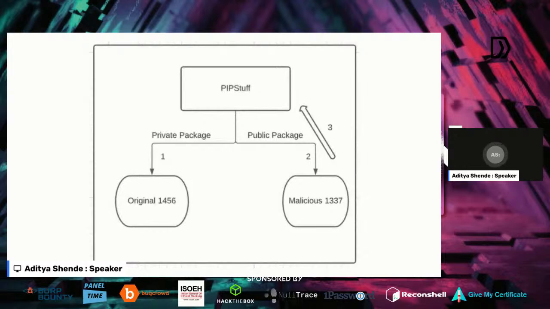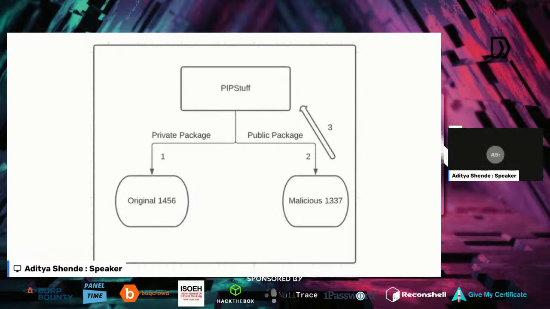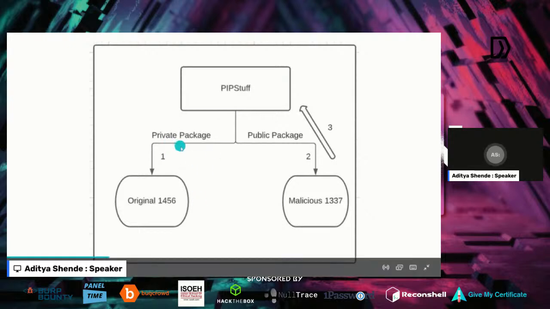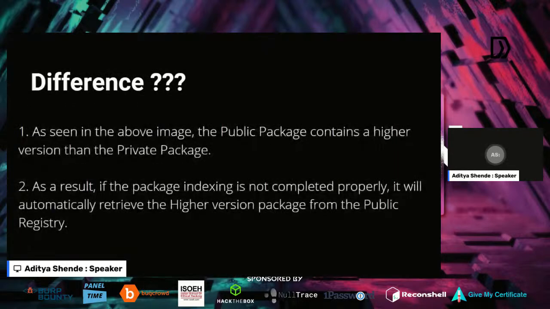So as you can see, the high version is 1456, and the other version is malicious, which is 1337. Not in the other case, but a private package has the higher version. In the public package, the malicious version is 1337. So as a result, if the package indexing is not completed properly or they are not configured properly, it will automatically retrieve the higher version from the public repository.